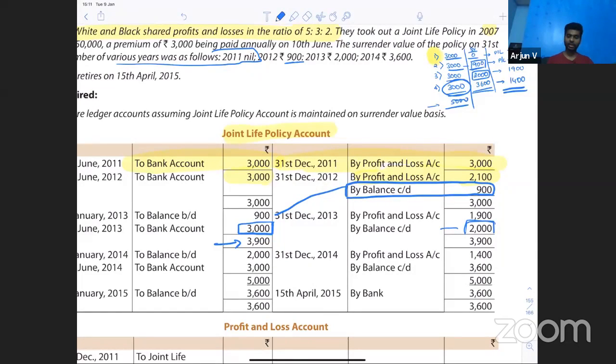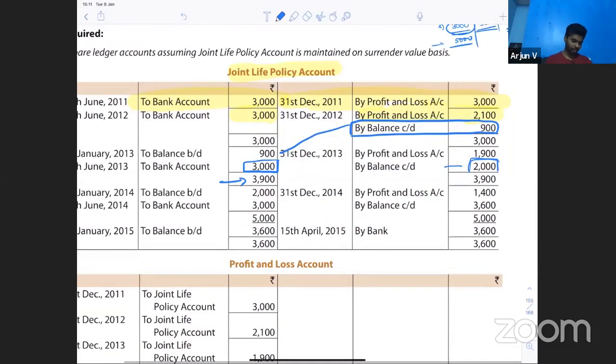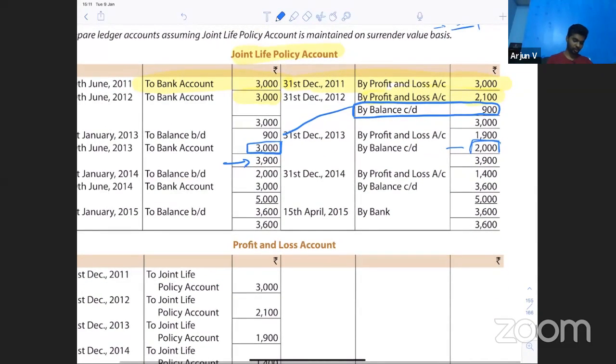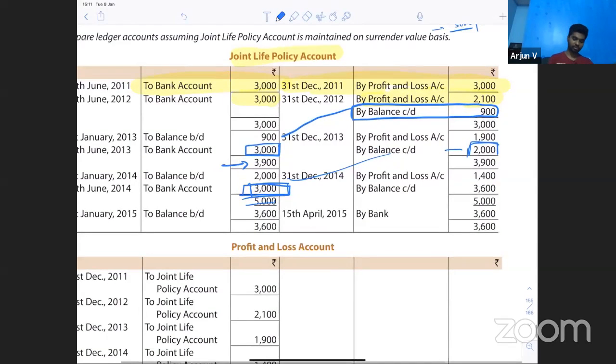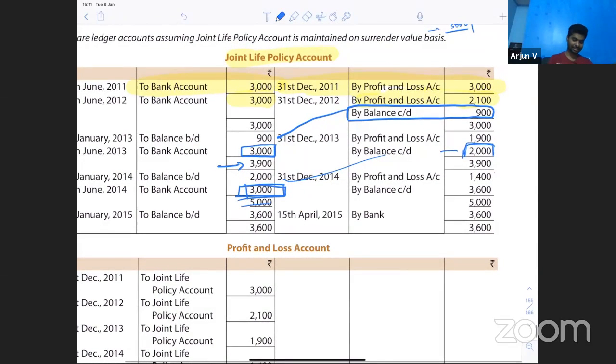Every year we are paying 3,000, and what you pay as premium cannot be your surrender value. Surrender value will always be lower than the premium amount. So 2,000 is the closing balance. Next year, you'll carry 2,000 plus the premium of 3,000. Therefore you have 5,000 and your closing balance is 3,600. Correct? Like this you will do.